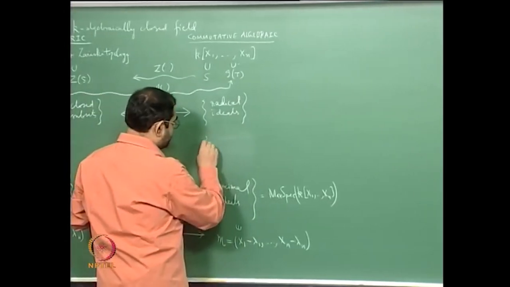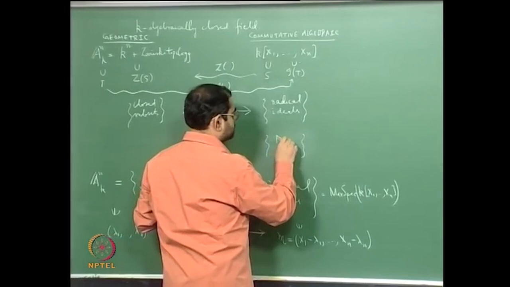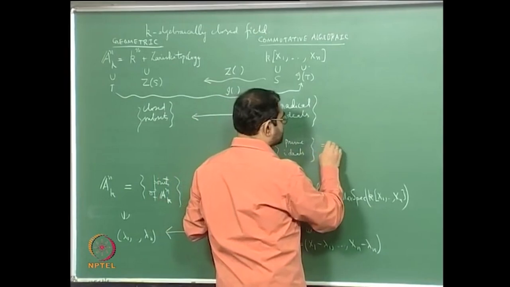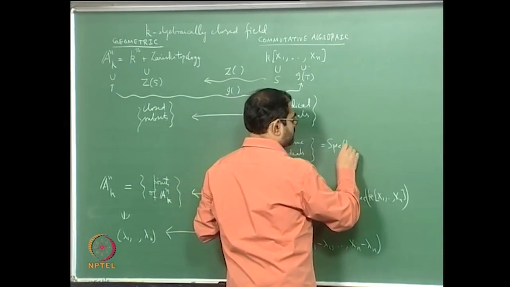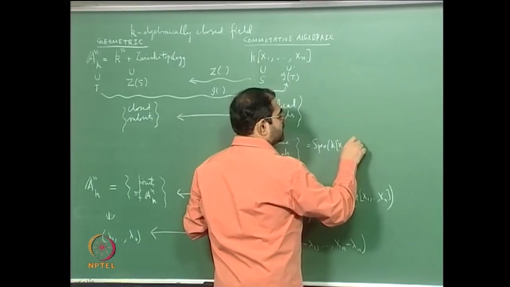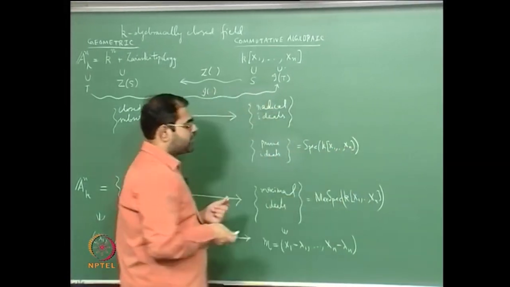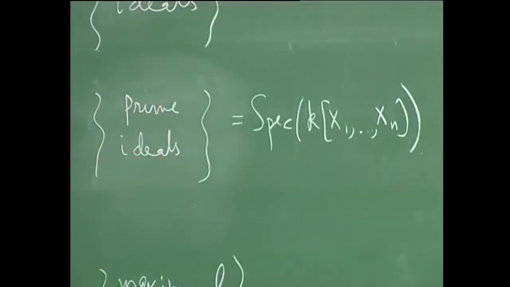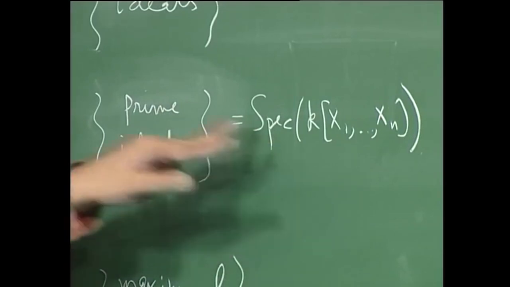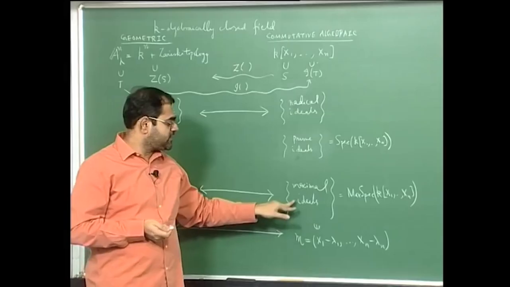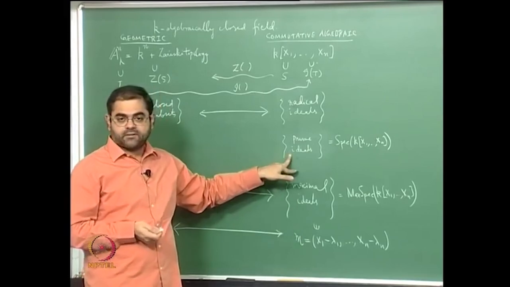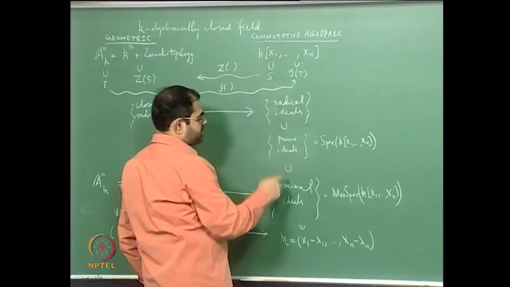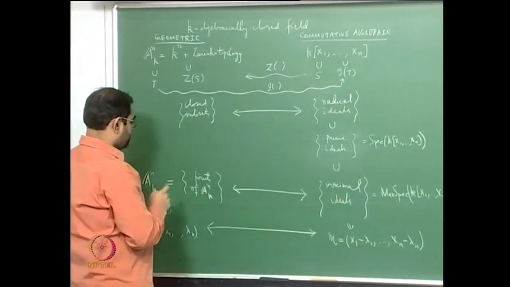So what lies in between are the prime ideals. The collection of prime ideals corresponds to what is called the spectrum of the commutative ring. And you see, the spectrum of the commutative ring is supposed to be the set of all of its prime ideals, and therefore you think of a prime ideal here as a point in the spectrum. So a point here is a maximal ideal, and a point here is a prime ideal. Okay, and of course this is contained, as I told you, prime ideals are radical, maximal ideals are prime.